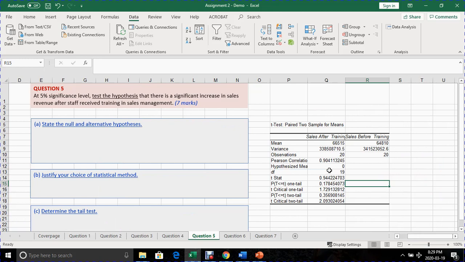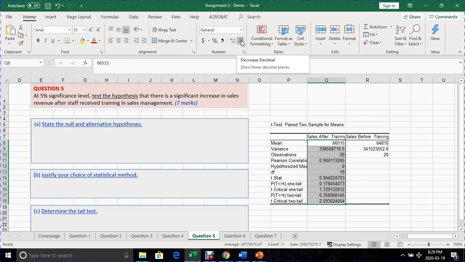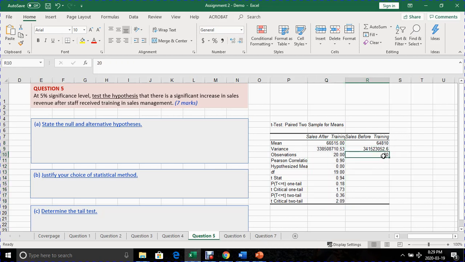Again, you notice that we have a lot of decimal points and we don't want that. We need to decrease the decimal points to 2 or 3, which should be fair enough. So I'm going to highlight these numbers, go to Home and click on Decrease Decimals. Keep clicking until you get to your required 2 or 3 decimal points. Do the same for that. This now will increase a little bit.